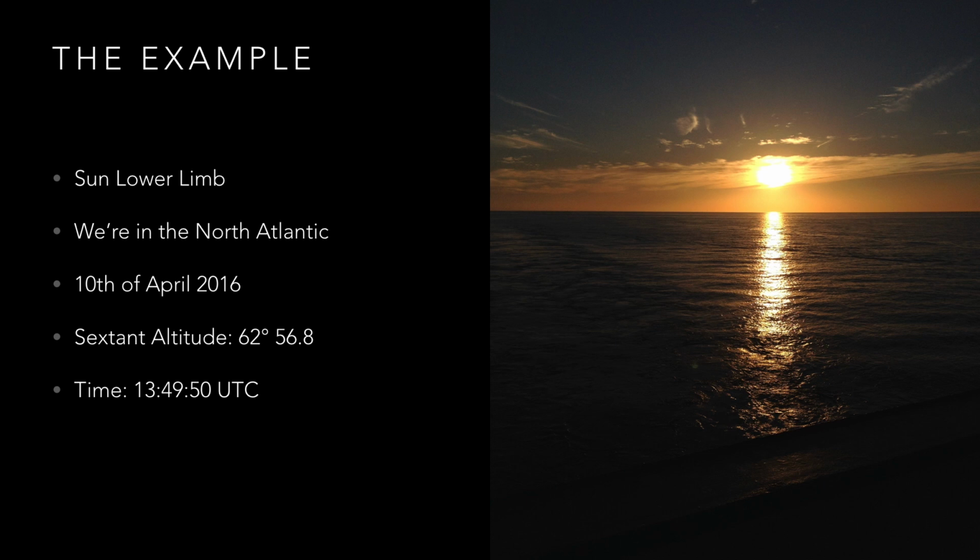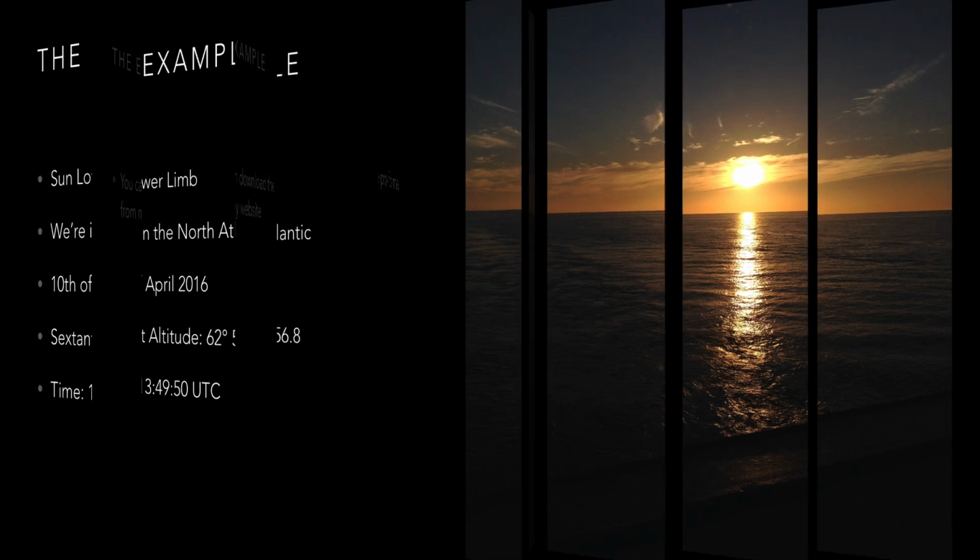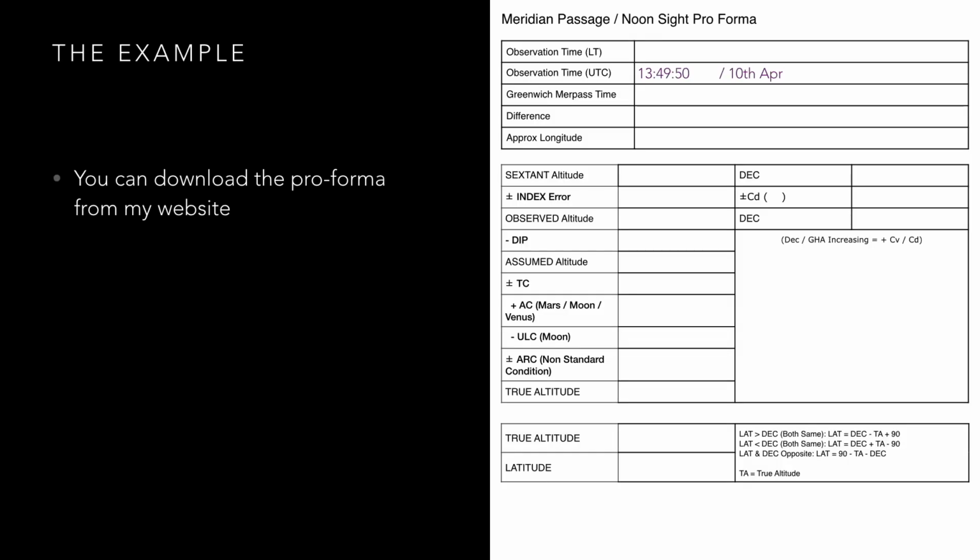Before we are able to use it to obtain our latitude, we need to correct it to obtain the true altitude of the Sun. In order to do this, I have provided a handy Proforma Sheet for MERPASS, which you can download from my website. The link is in the video description. If you've followed my earlier videos, the steps for converting sextant altitude to true altitude may be familiar, as they're also on my intercept Proforma Sheet.